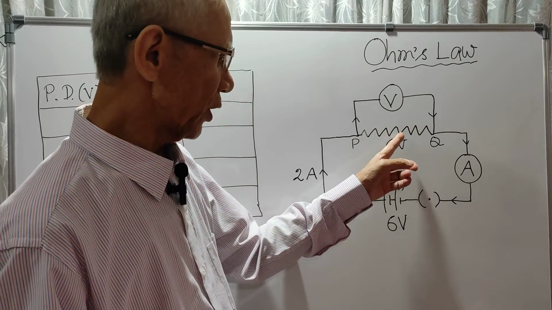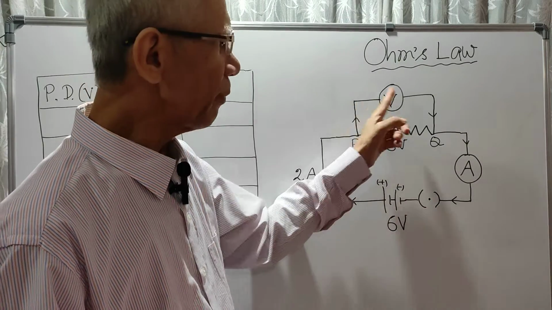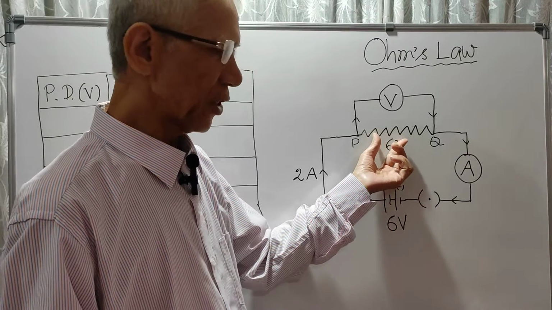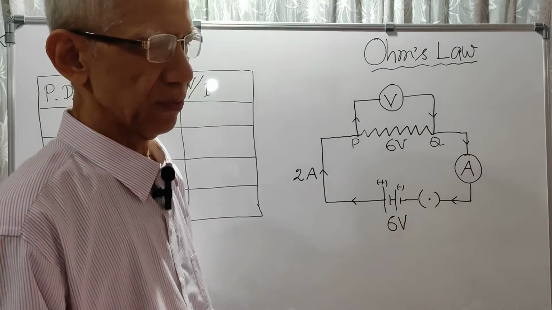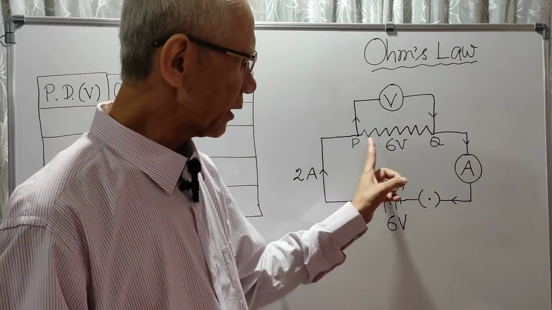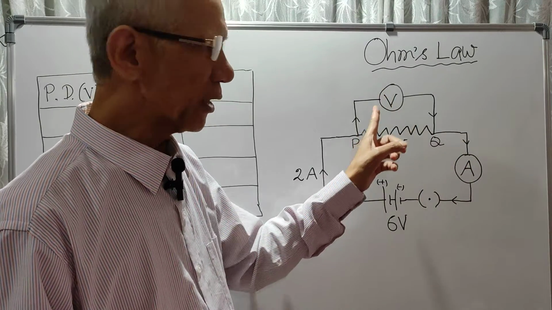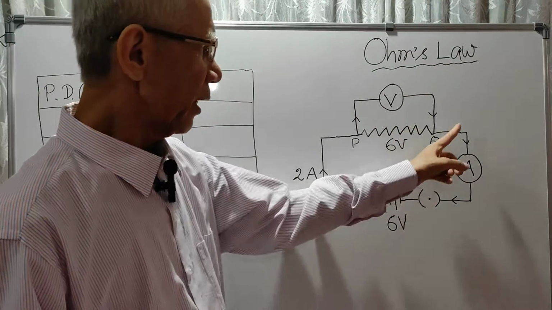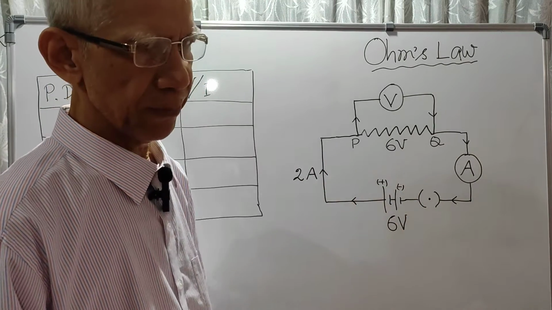So this is a resistor. Then the two terminals will be connected to a voltmeter in parallel. A voltmeter is always connected in parallel to a resistor, whereas an ammeter is connected in series with a resistor. That is very important when you do the connection. So the ammeter should be connected in series with the resistor, whereas the voltmeter is connected in parallel to the resistor. All right. Then the circuit will contain the battery and the switch.